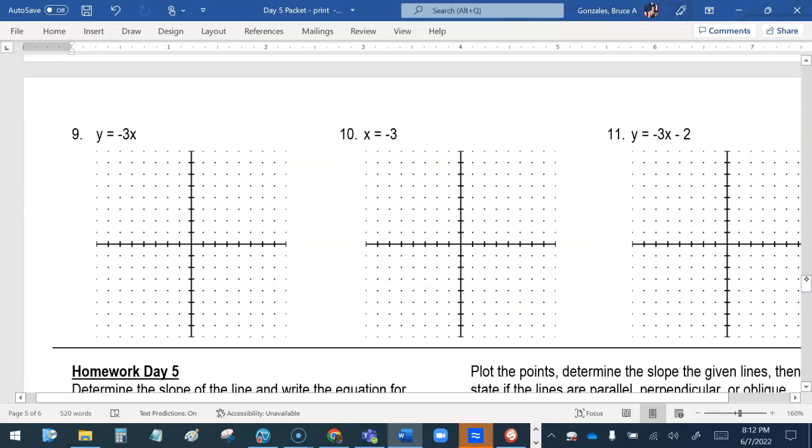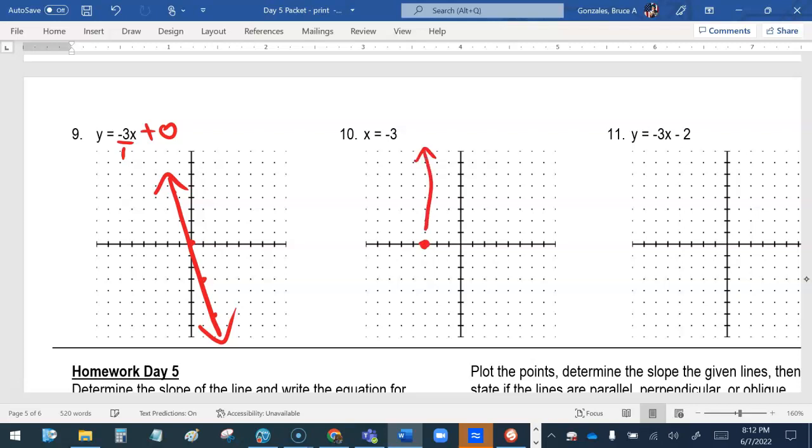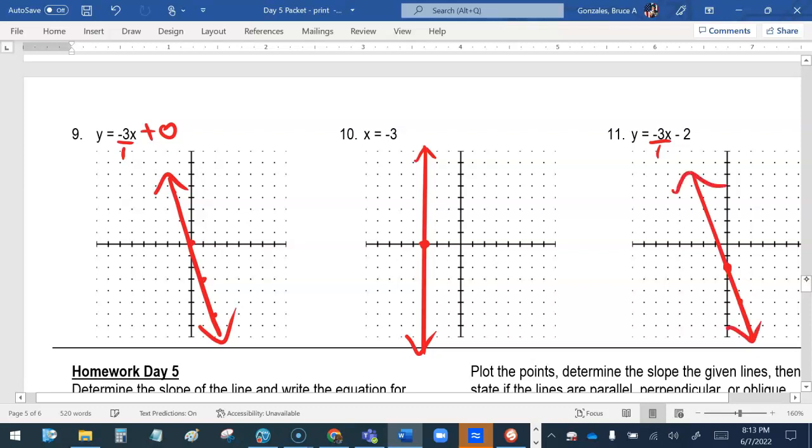Here's the next 3. If there's no number here, that's a +0. So it starts off at the origin 0, and the slope is -3/1. So down 3, right 1. Down 3, right 1. X equals -3 goes through the x-axis at -3, so it's going to be a vertical line. And for this last one, the y-intercept is -2, put a point there, and it goes -3/1, down 3, right 1, down 3, right 1. And you can make yourself a nice line through those points.